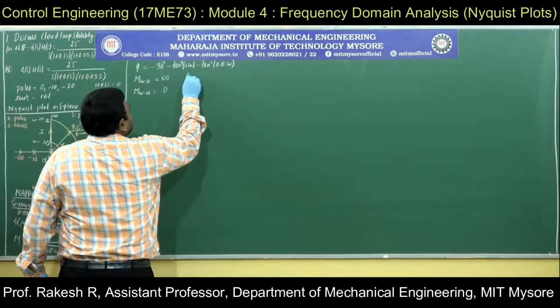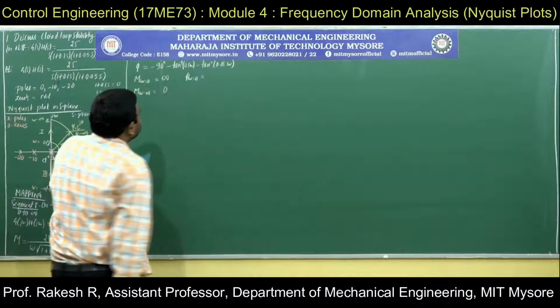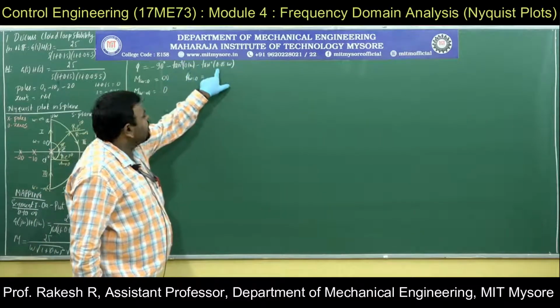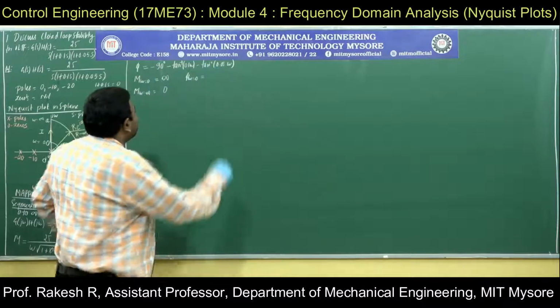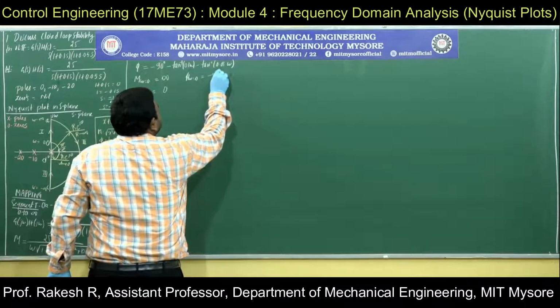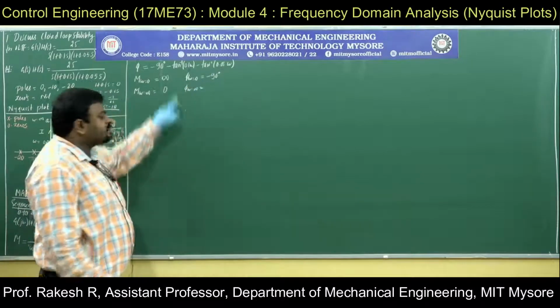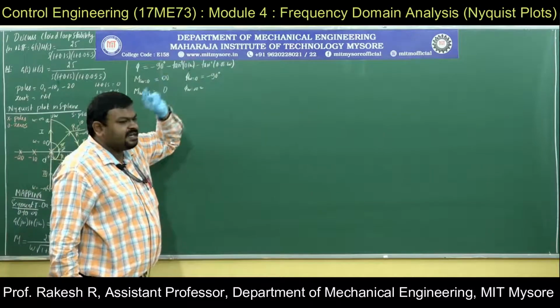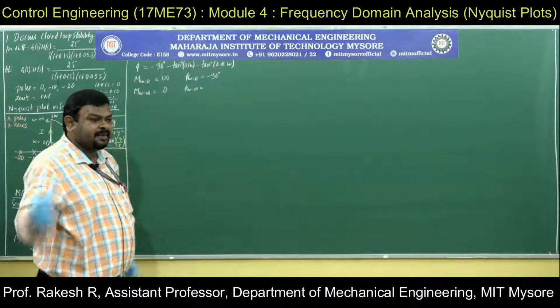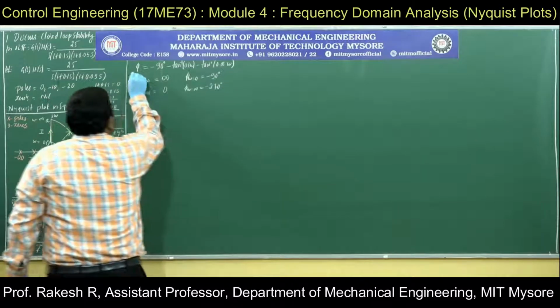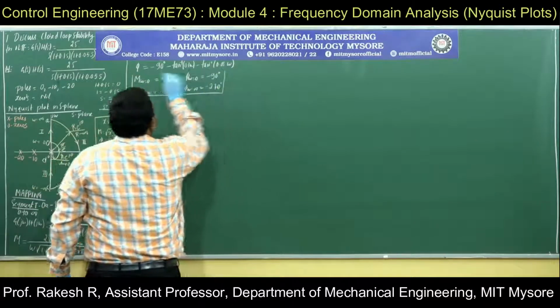Then what is the phase angle at omega is equal to 0? Here if you give 0, this is 0, this is 0, tan inverse of 0 is 0. Only thing is we got minus 90 degree. And the phase angle at omega is equal to infinity: tan inverse infinity is 90, so minus 90, minus 90, minus 90, it will be minus 270 degree. So this is the condition what we want.